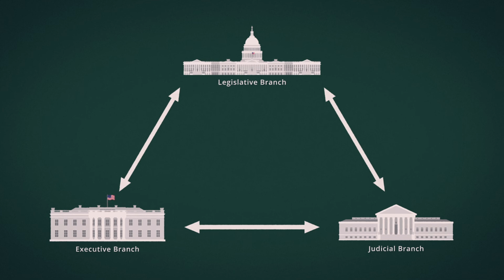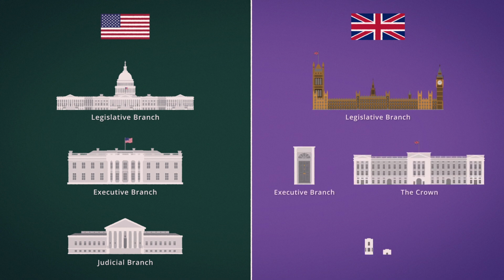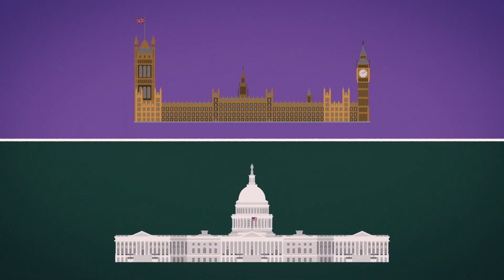I'll elaborate on that in my upcoming videos, which will compare the US federal government to the national government of the UK, which also has legislative, executive, and judicial branches. Next time, we'll compare the legislatures of the UK and the US.